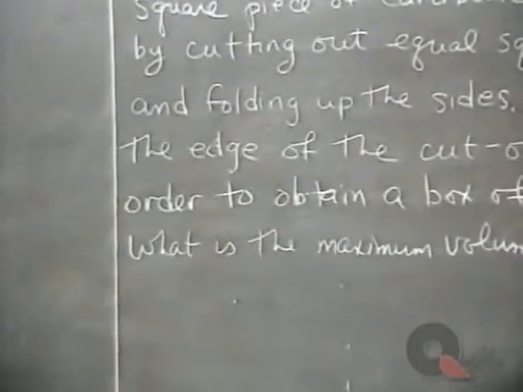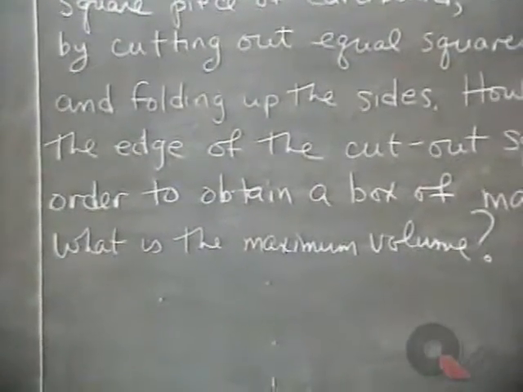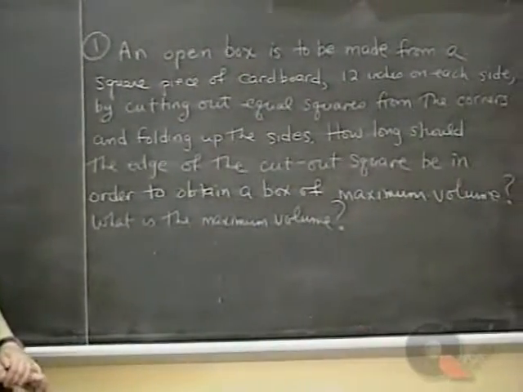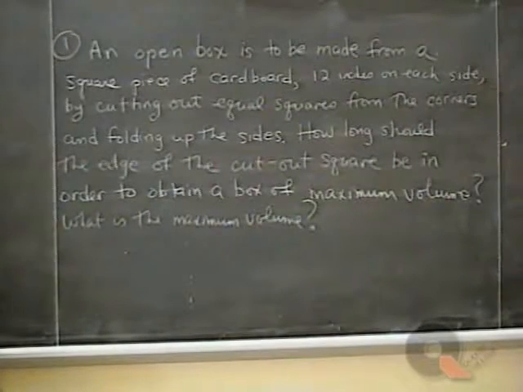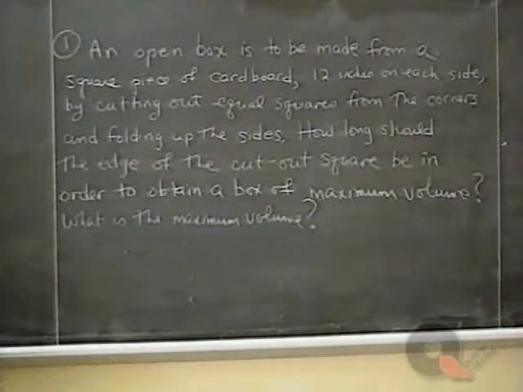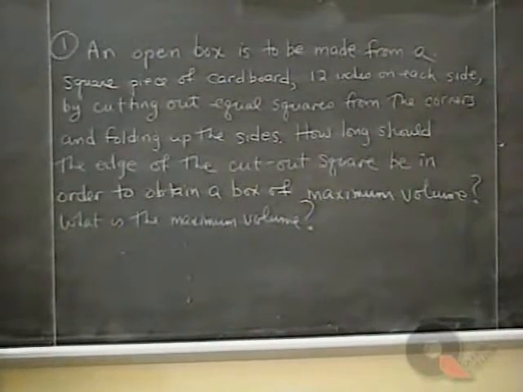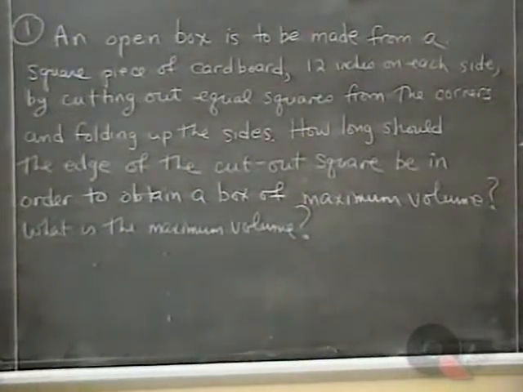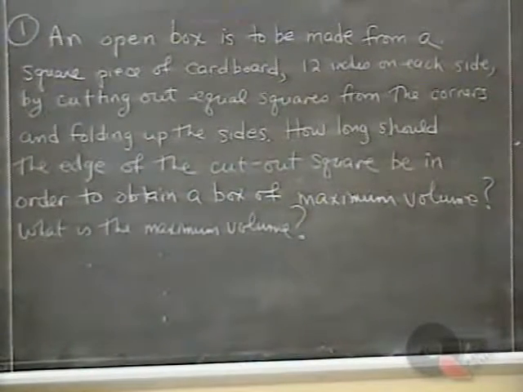The first problem: an open box is to be made from a square piece of cardboard, 12 inches on each side, by cutting out equal squares from the corners and folding up the sides. How long should the edge of the cutout square be in order to obtain a box of maximum volume? What is the maximum volume?